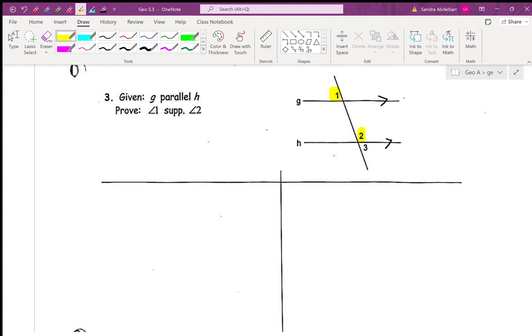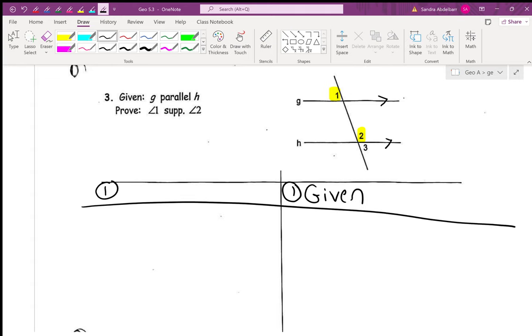As of right now, we cannot say that 1 and 2 are supplements. There's no reason to say that. But there is an angle that is a supplement to angle 2 right now that we can declare. Which angle is a supplement to angle 2? Good. I can say angle 2 is a supplement to angle 3, and that's just because they make the straight angle, right? So that's just definition of supplement.